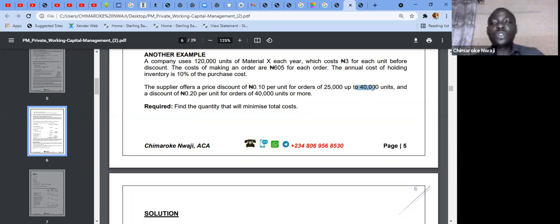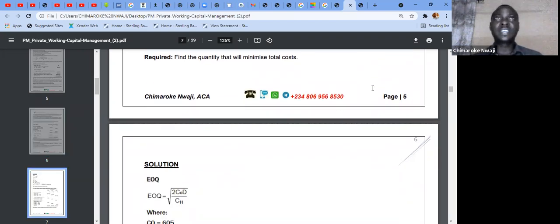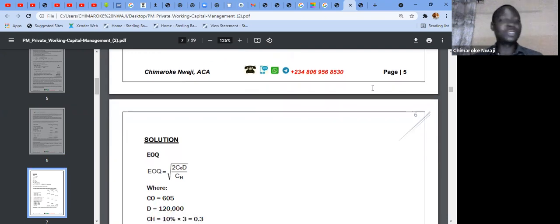So which will you want to buy? Will you want to buy at 22,000 units, or 25,000 units, or 40,000 units? Which one of them will minimize total cost? After today's class, you will want to apply this in other aspects. I've raised the issue of data, especially if you're attending Zoom class like this, when you have to spend data, you look for cheaper ways to minimize your costs.